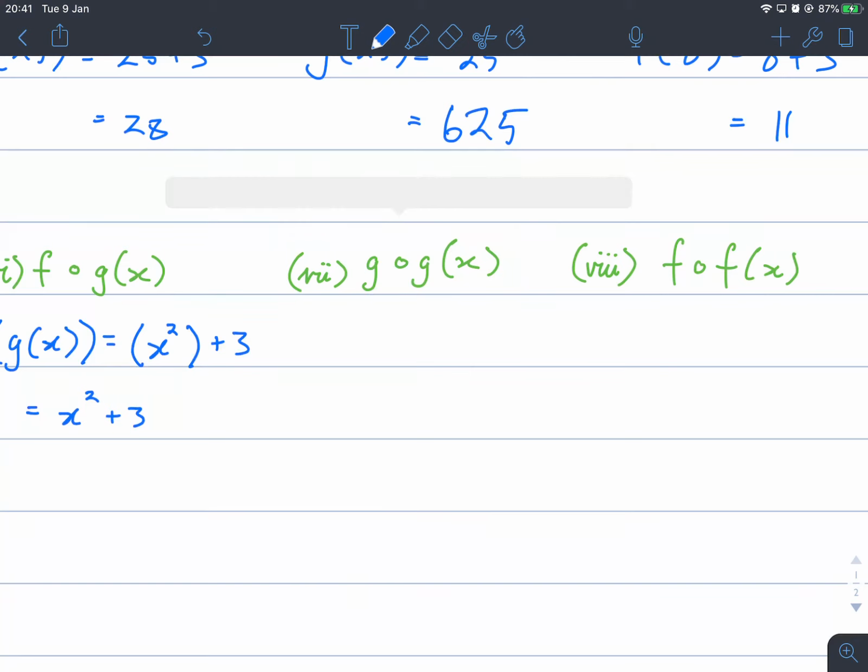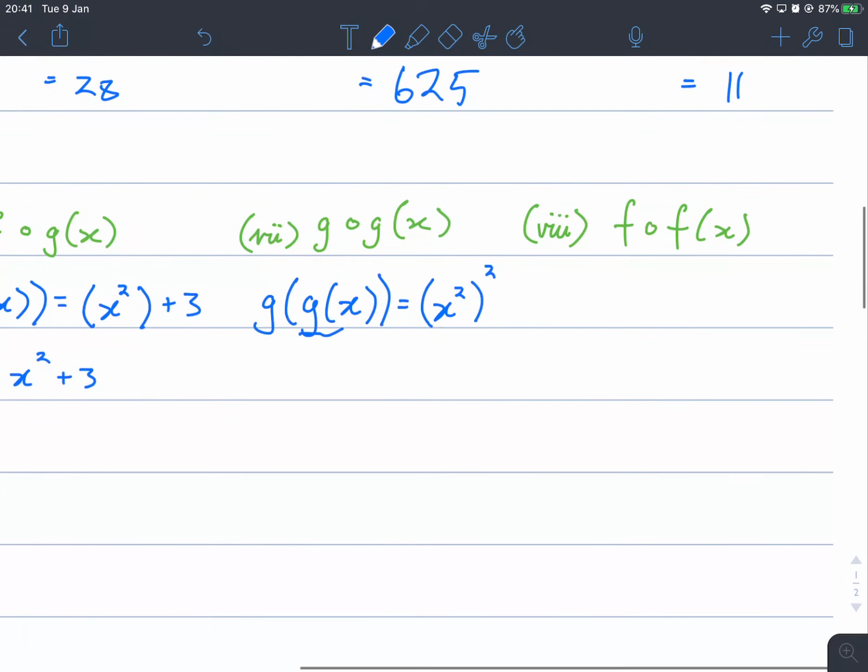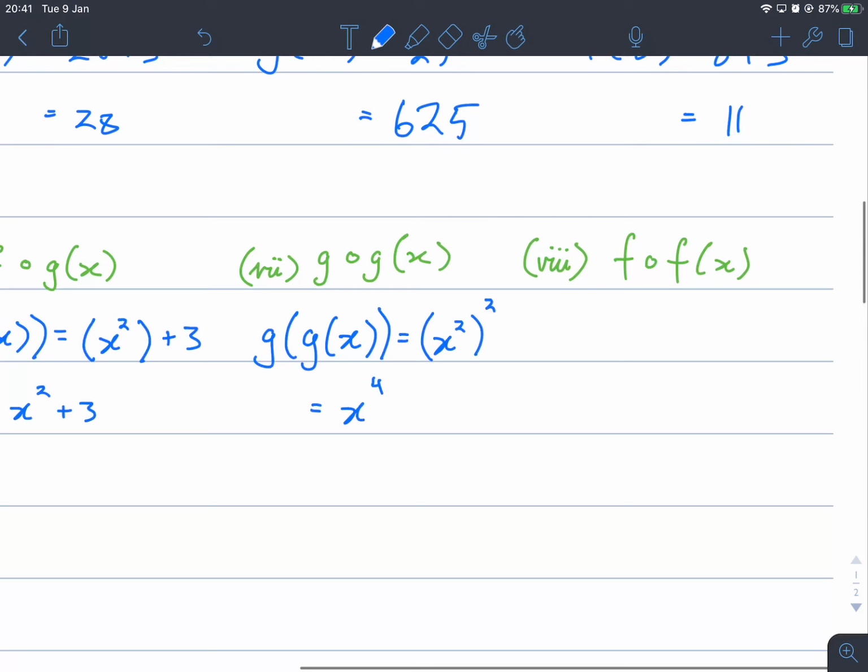And like in the previous example, we can substitute functions into themselves. So g of g of x means we take the function g, which was x squared. So here's my first x squared. And inside of this, we'll substitute the function g again. This will give us x raised to the 4. Likewise, we can do this for f of f of x.